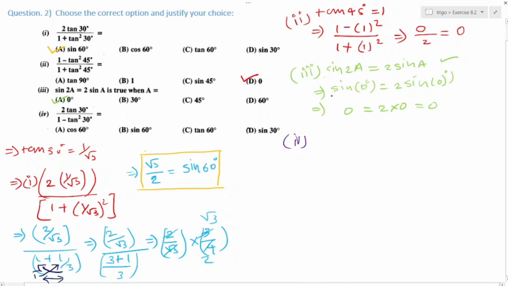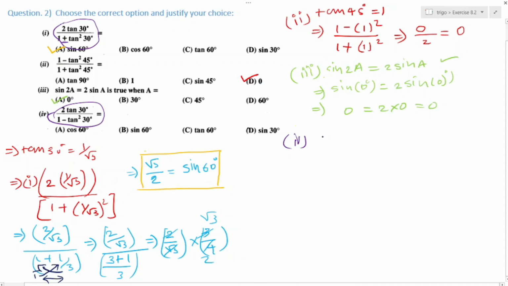Here we have to write the value of tan 30. In the first question we already know the value of tan 30 degree, which is 1 upon root 3, and these two equations both are the same. There is a minor difference here. In this denominator we have a plus sign, and in that denominator we have a minus sign. So let's move on to this step.